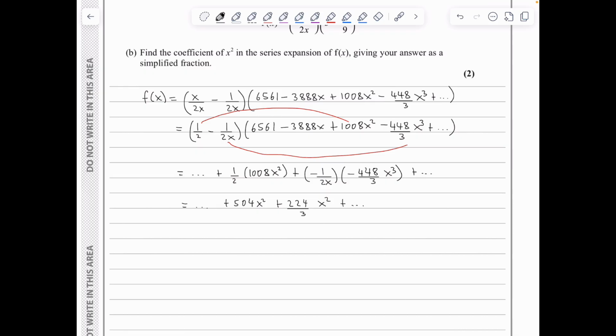I will combine the x squared terms together to give me 1736 over 3 x squared plus... And therefore we conclude that the coefficient of x squared is 1736 over 3. We need to be careful here. The coefficient of x squared is just the number and the sign in front of x squared. So it's 1736 over 3.